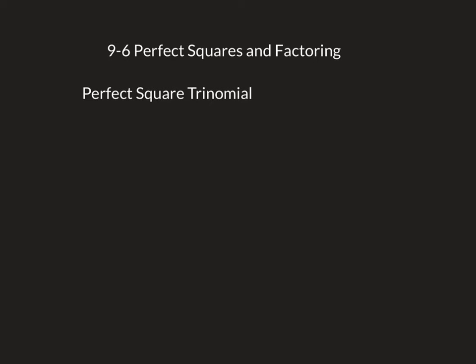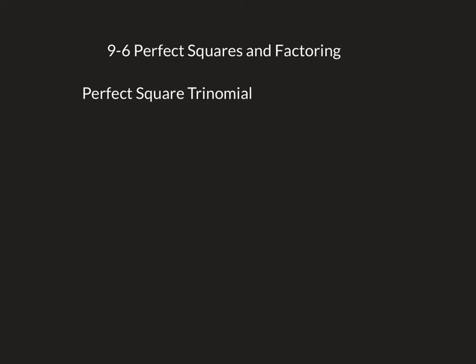Today we're going to talk about a special case with factoring, and that's when you factor a perfect square trinomial. So let's just talk about, first of all, what a perfect square is. We know from before that a perfect square would be a single value that, when you square it, will equal that number. So in the case of 64, that would be 8.